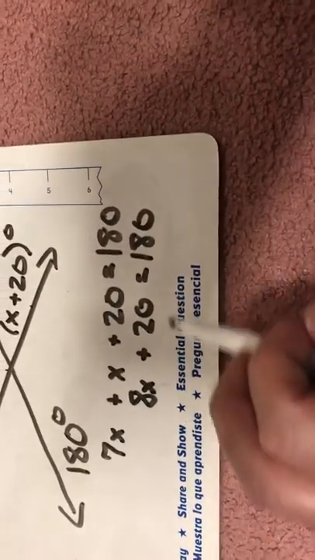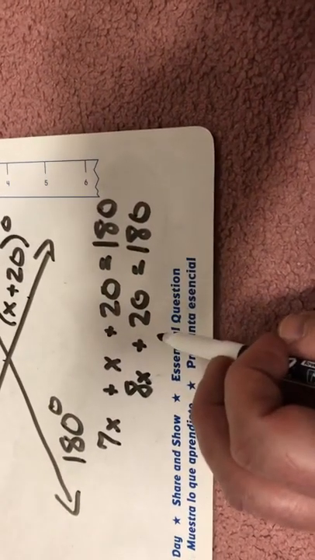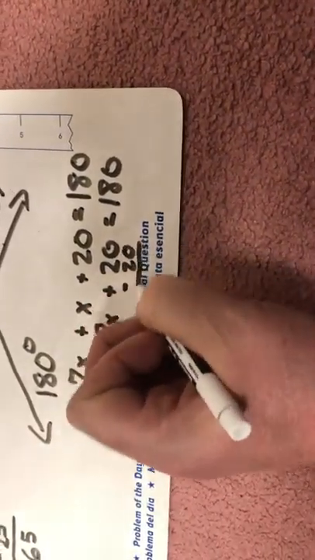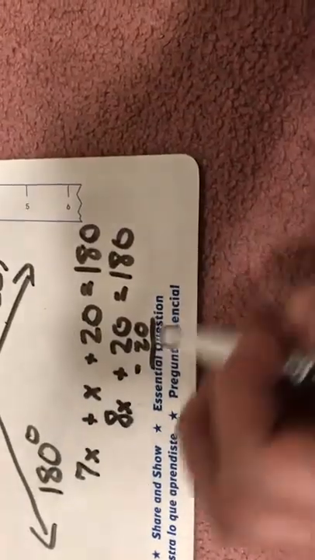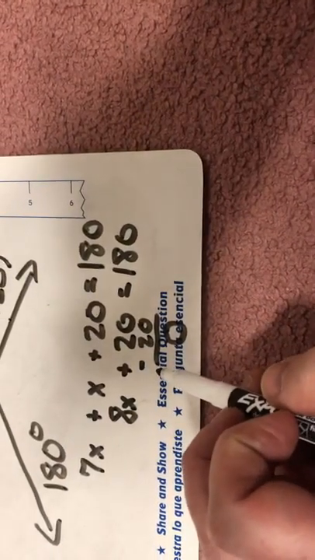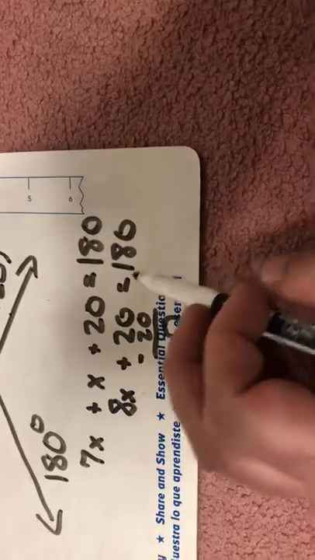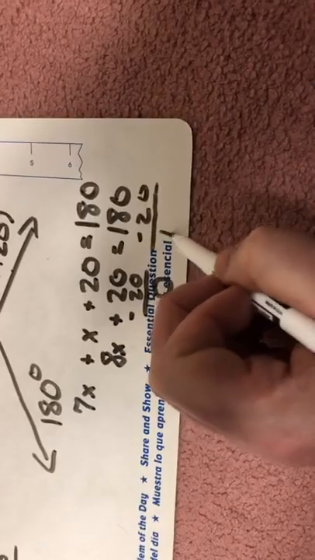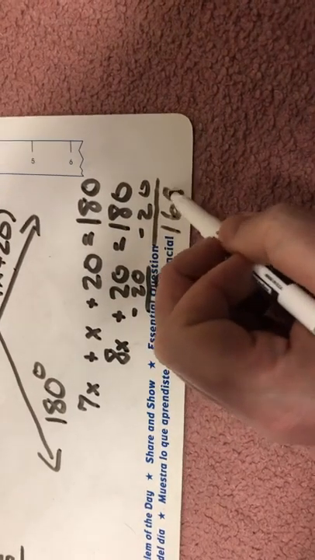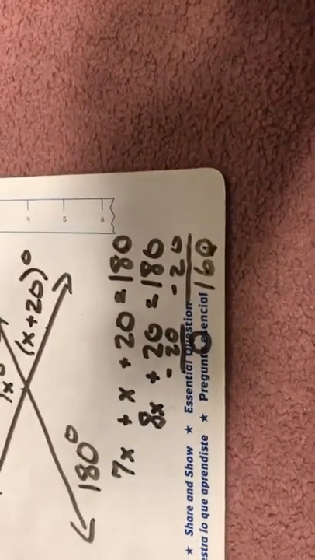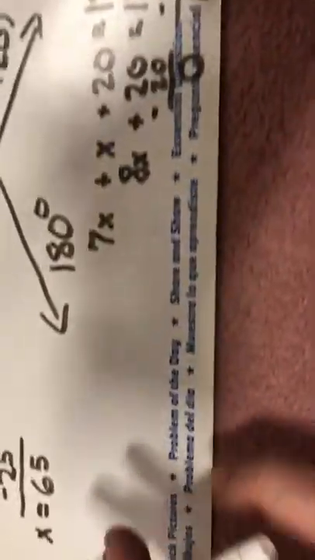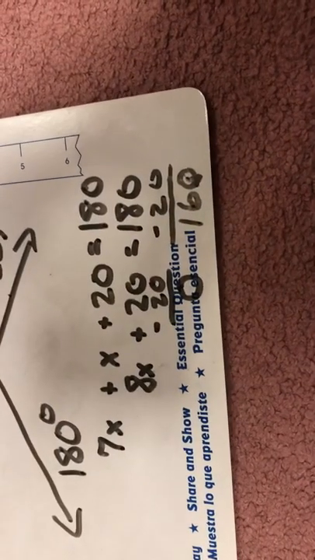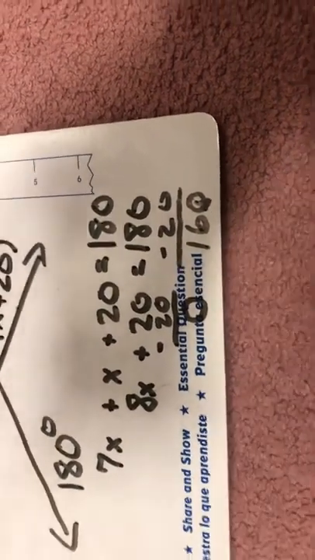Then I'm back to needing to isolate the variable from both sides. So I'm going to subtract 20 from over here, and that's going to give me 0. Then remember, of course, whatever I do to this side of the equation, I have to do to this side of the equation. So if I subtract 20 from over here, I've got to subtract 20 from over here. And if I'm doing my math right, that's going to equal 160. So that leaves me with 8x equals 160.